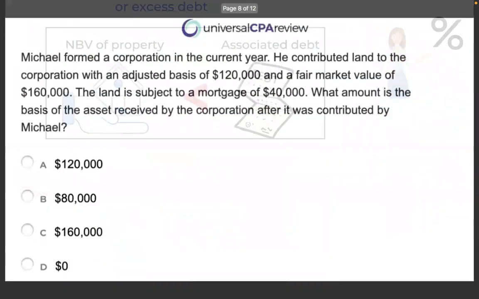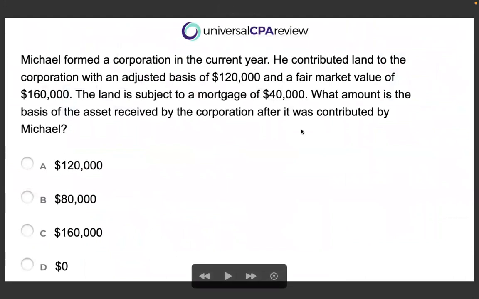So when you look at the fact pattern and you're thinking about the adjusted basis, the net book value, that's $120,000. We can go ahead and just identify that right here. Fair market value, that's distractor information. When you're thinking about the formation, we're thinking about net book value of property.